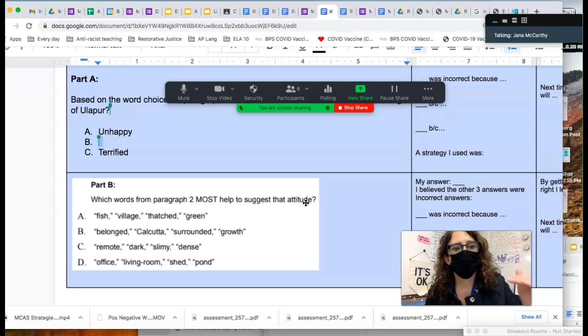Fine, prove it. Which of these quotes, A, B, C, or D? They all have to work. All the words.